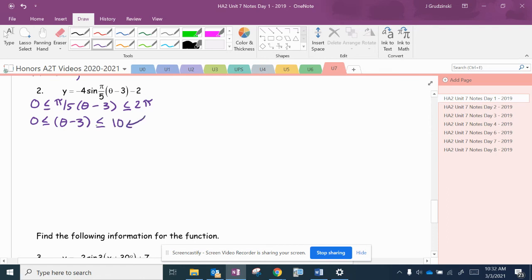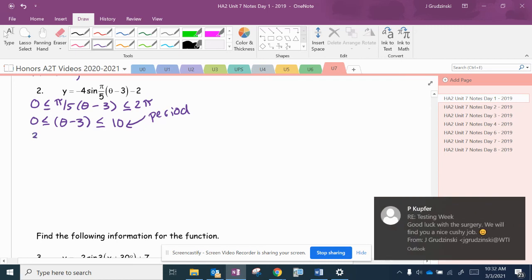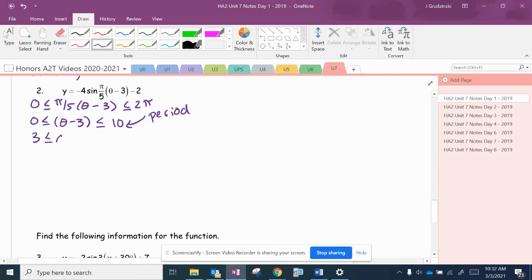And this is our period because there's nothing in front of the parentheses anymore. Then I add 3, so I get 3 less than or equal to theta less than or equal to 13. So I'm going to start my sketch. And again, I'm going to draw a break in the graph since I'm not starting at 0. I know I'm going from 3 to 13.